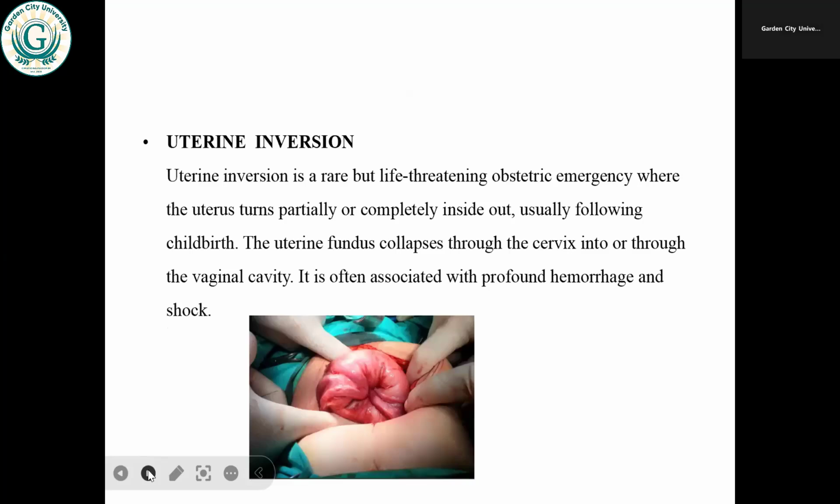So, uterine inversion is a rare but life-threatening obstetric emergency where the uterus turns partially or completely inside out, usually following childbirth. The uterine fundus collapses through the cervix into or through the vaginal cavity. It is often associated with profound hemorrhage and then shock.